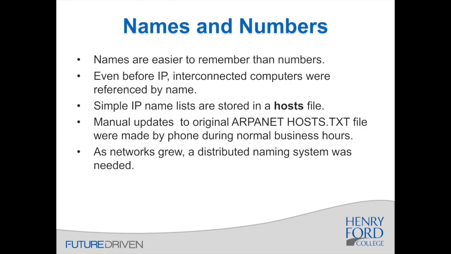Even before IP came around, interconnected computers were always referenced by name, and there was always a way that the computers could be told what those names meant. Simple IP name lists can be stored in a host file. Back in the early days of ARPANET, there was a master host.txt file that was updated manually, and the way that you got added or changed in that file was you had to make a phone call during normal business hours, and then someone would edit the file that everyone used to keep track of where the hosts were. As networks grew, obviously a distributed naming system was needed, and that's when DNS came along.